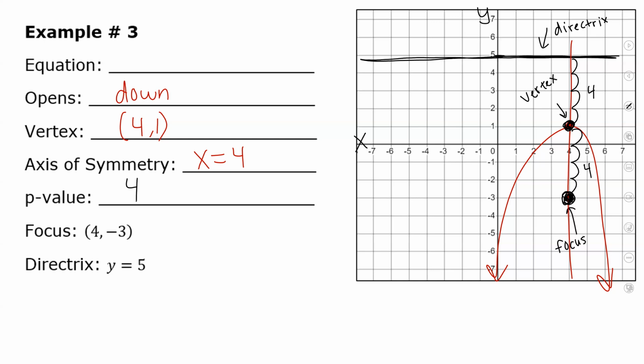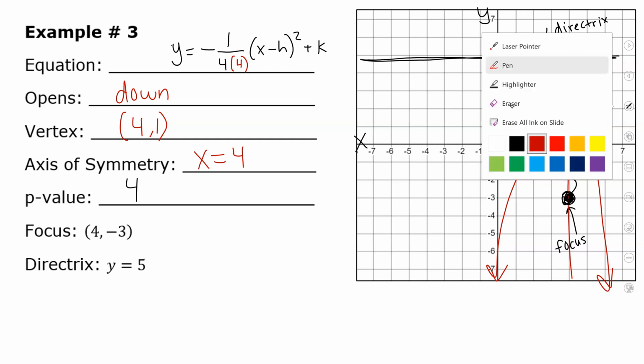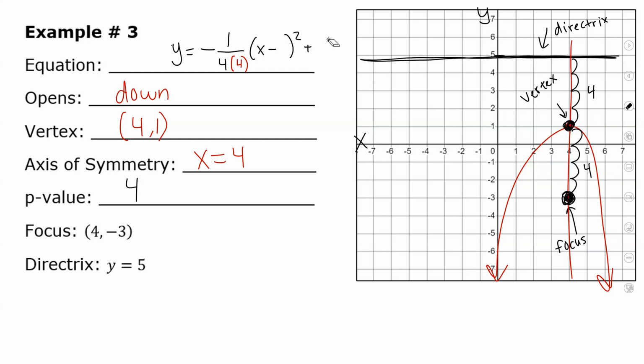Now I have everything I need to write my equation, okay? So we're going to go back to our notes, and I'm going to copy down the equation. It's y equals negative, because it's facing down, 1 over 4p times x minus h squared plus k. Now I'm just going to fill in everything that I know. What is my p-value? 4. So I'm going to put a 4 right there where my p-value goes. And I'm going to erase h and k and put my vertex in there. So it'll be 4 and 1.